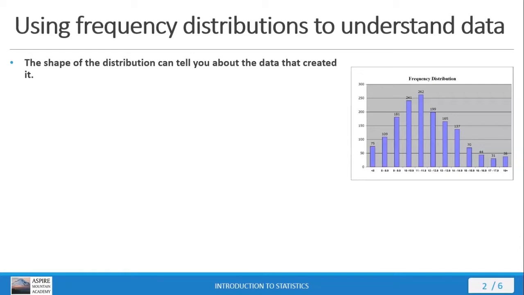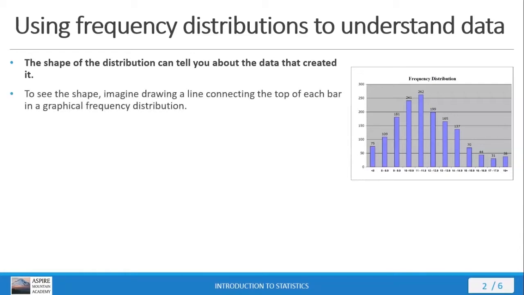Now, to see the shape of a frequency distribution, just imagine there's a line connecting the top of each of the bars in your frequency distribution. So for the frequency distribution that you see there on the screen, its shape would look something like this. This shape is very special because it roughly approximates what's called a normal distribution.